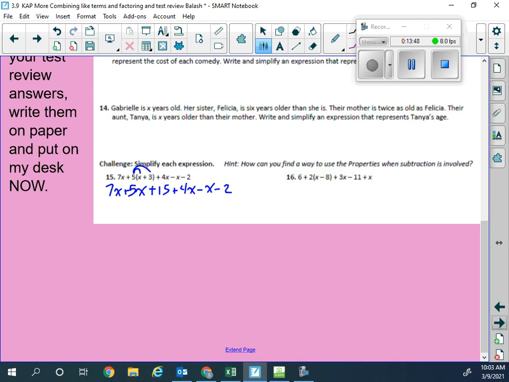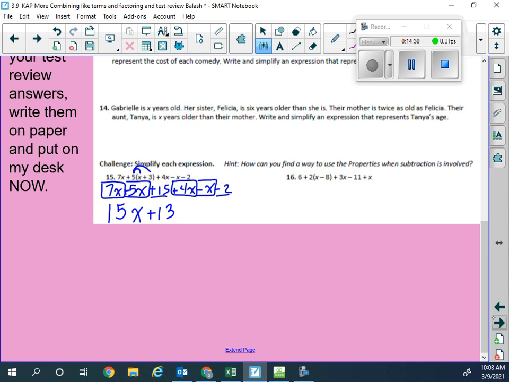Okay, now we're just where we were yesterday, combining like terms. So let's box. I've got 7x, 5x, plus 4x, and a minus x. Okay, so 7x plus 5x would be what? 12x. 12x plus 4x would be what? 16x minus x. I thought it was 15x, right? Yeah. And now we've got a plus 15 and a minus 2. Plus 13.